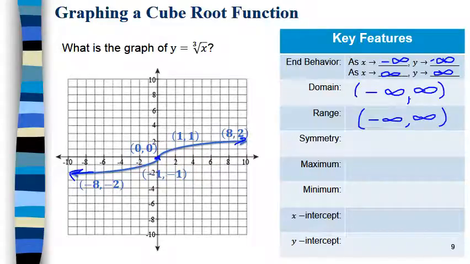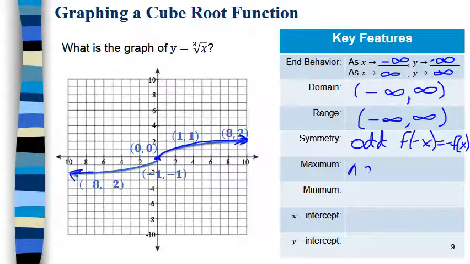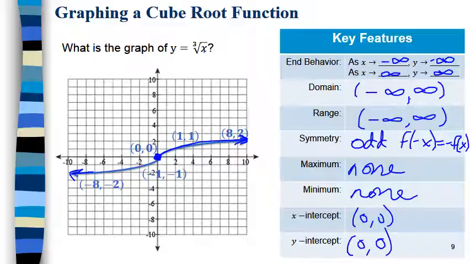This graph is symmetric. You'll notice that for every x, y value, we have a negative x, y value. So it has odd symmetry because it does satisfy that f of negative x equals negative f of x. If I put negative x in, the cube root of negative x is negative cube root of x. There is no maximum because it's going to go up forever. There is no minimum because the graph is going to go down forever. The x-intercept for the parent function is at 0, 0, as well as the y-intercept, also at 0, 0.